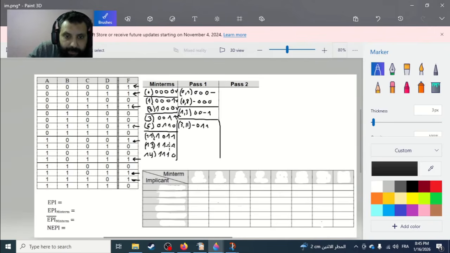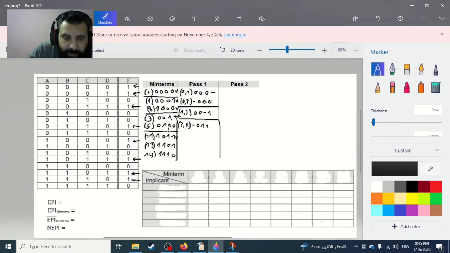3 with 13, we have many variables that change. 3 with 14, same here, we have many variables that change. Okay, let's continue. We have 6 with 11. Before I forget, I have to mark the 11 as aggregated.